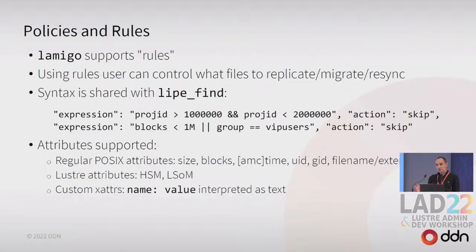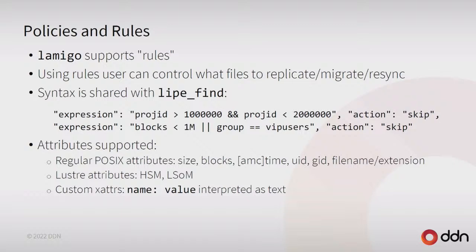Another enhancement that is beneficial for Lamigo is to support rules. Lamigo is the tool that automatically mirrors files from your flash pool to your disk pool, and it does that for every file. There is no distinction, and policies let you refine this behavior, so you can define filters which will decide which files will actually be mirrored. And you can define filters on a number of attributes, of course POSIX attributes like file size, timestamps, owners, file names, extensions, also extended attributes like HSM and LSOM, so internal Lustre attributes, and any regular extended attribute in the name value format.